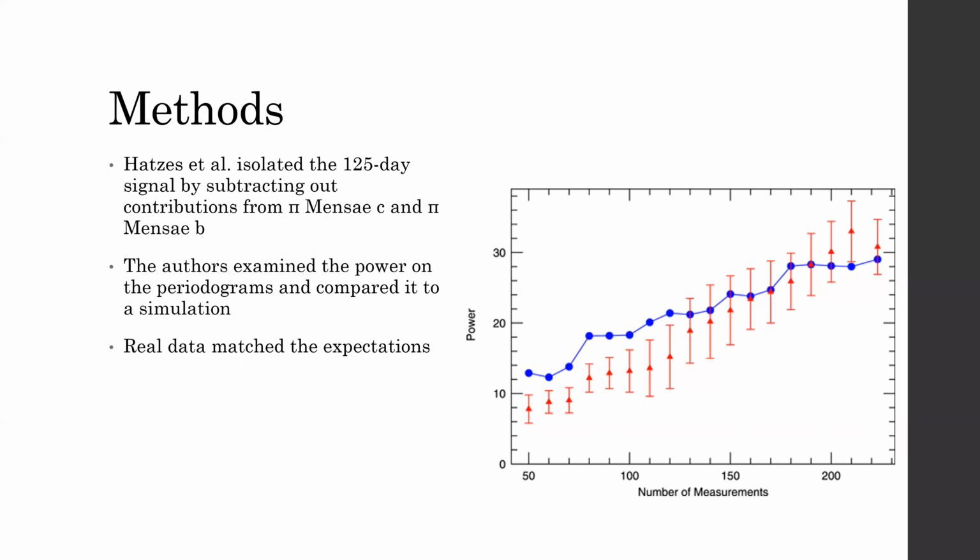They also used a simulation to generate expected data and wanted to compare the two of them. So the real data from Pi Mensae d is shown in blue, and the expected data is shown in red. And as you can see, the real data actually did match the expectations, which would indicate that this is in fact a real planet.